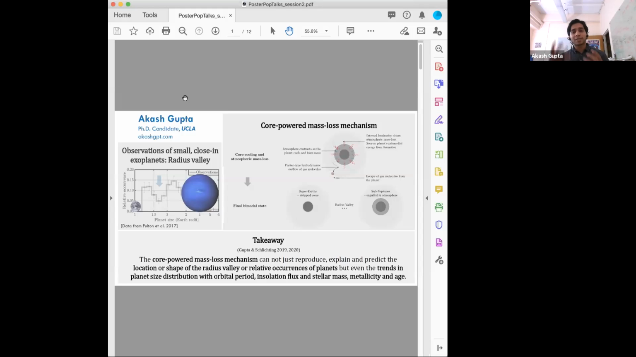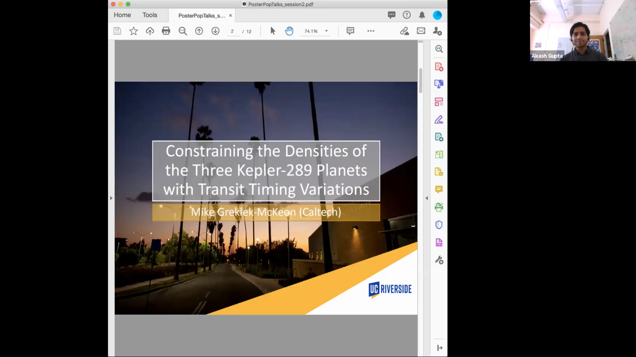If you'd like to know more about this process and what we have got to know through this work, please check out my poster or contact me through Slack or through other means, and I'll be really happy to talk more about this. But basically, the main takeaway of this poster is that the core-powered mass loss mechanism can not just reproduce, explain, and predict the location or the shape of this radius valley or the relative occurrence of planets, but even the trends in the planet size distribution with orbital period, insulation flux, and stellar properties like mass, metallicity, and age. And that's it from me. Thank you so much.